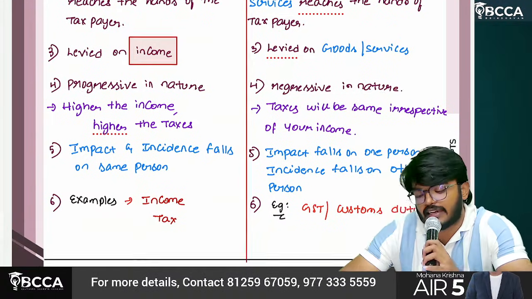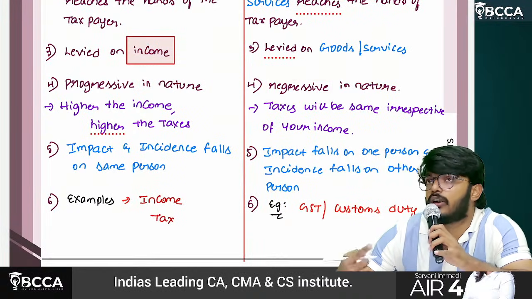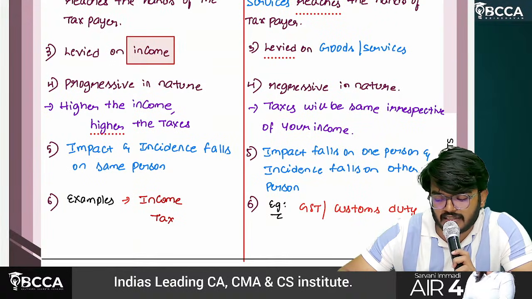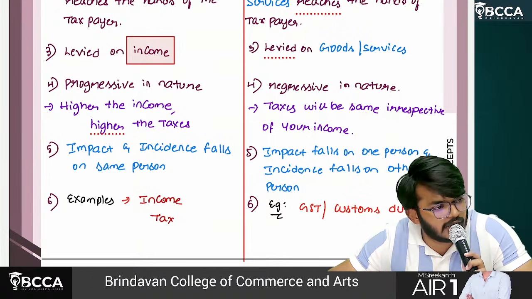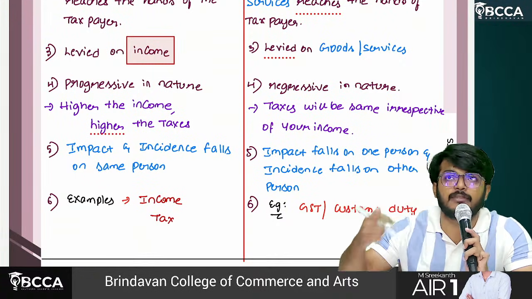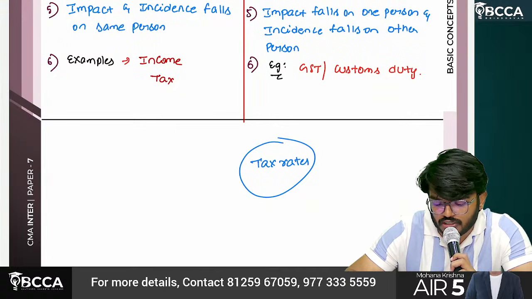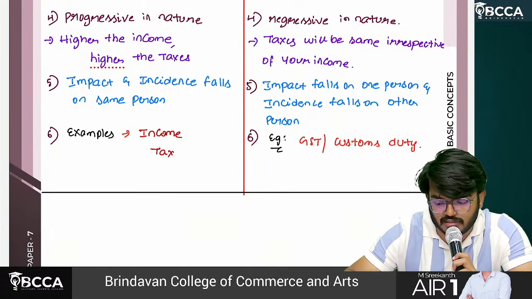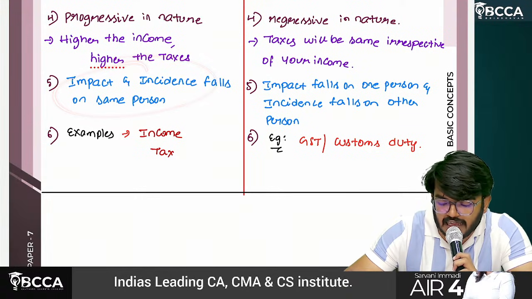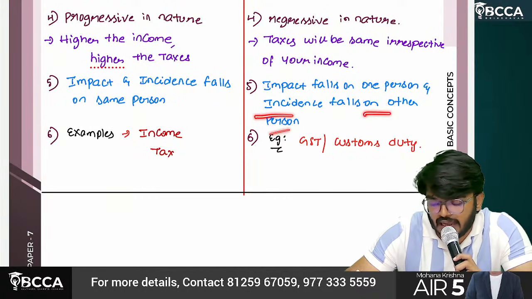But if you check, indirect taxes are what? Regressive in nature. What is the meaning of regressive? Regressive is nothing but taxes will be the same irrespective of your income. So next point is what? Impact and incidence fall on the same person in case of direct taxes. But in case of indirect taxes, impact falls on one person and the incidence falls on another person.